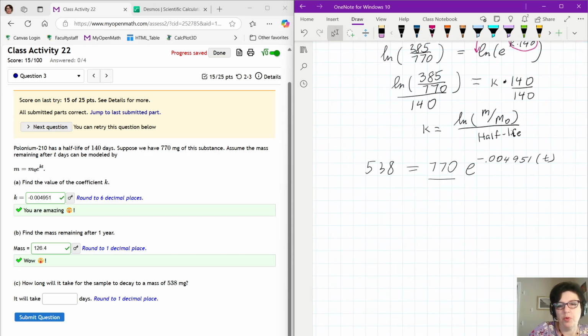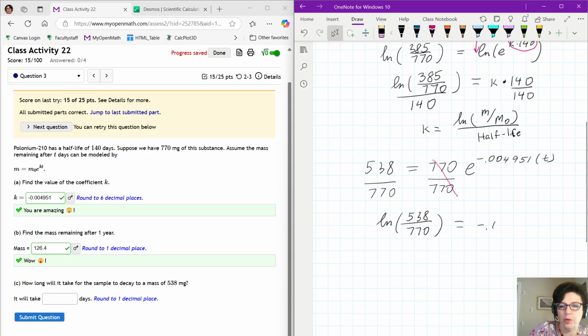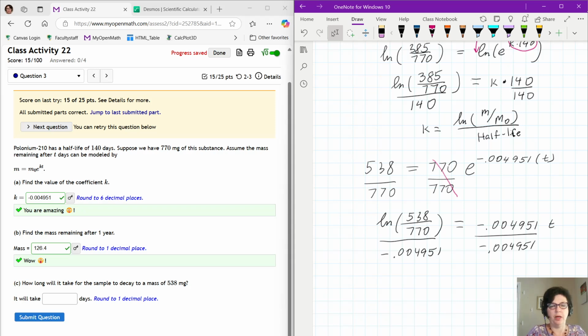Again, the same process will follow, which is dividing both sides by 770. Once we do that, it'll cancel on this side, and then we apply natural log to both sides. So this is going to be natural log of 538 divided by 770. When we apply natural log to e, it'll cancel, and whatever was in the power will jump to the front. Finally, we will divide both sides by that growth constant k to find the time. And that will be done on the calculator.